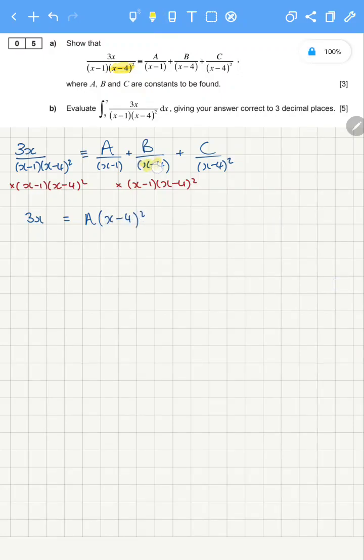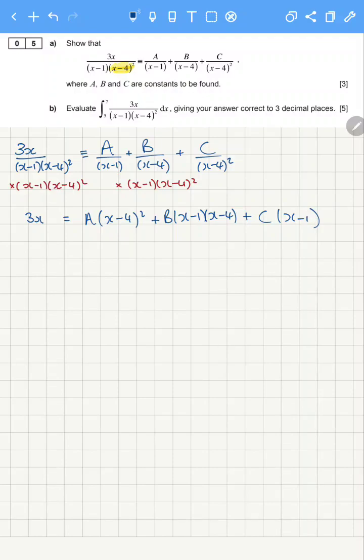With the second one, you've got x minus 4, so it's going to cancel with the squared version. I mean, you've got two of them, so you'll have one left over and an x minus 1. So that looks like this: plus B times (x minus 1)(x minus 4), plus, and then the C term, we're going to be timesing by (x minus 4) squared. So that'll cancel with this (x minus 4) squared, and we'll be left with x minus 1. There you go. That's what we're going to be working with.